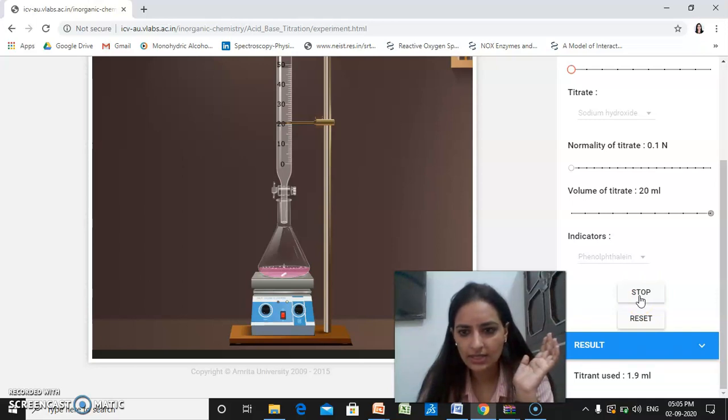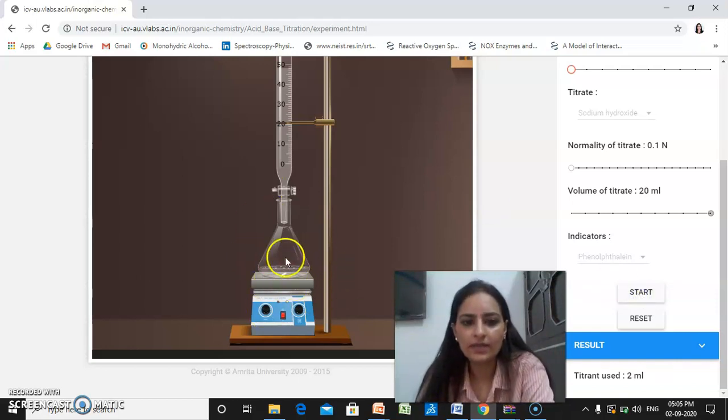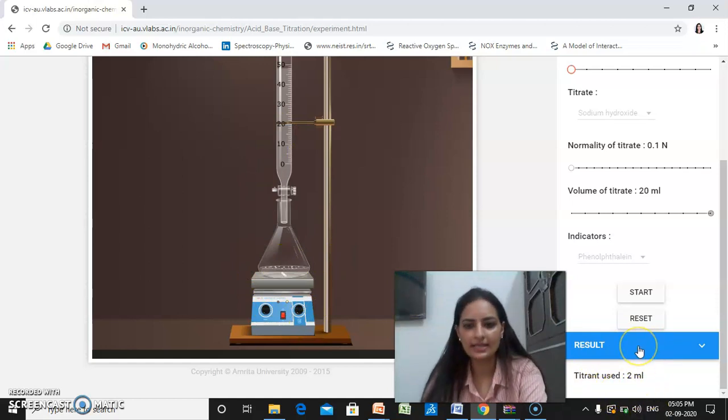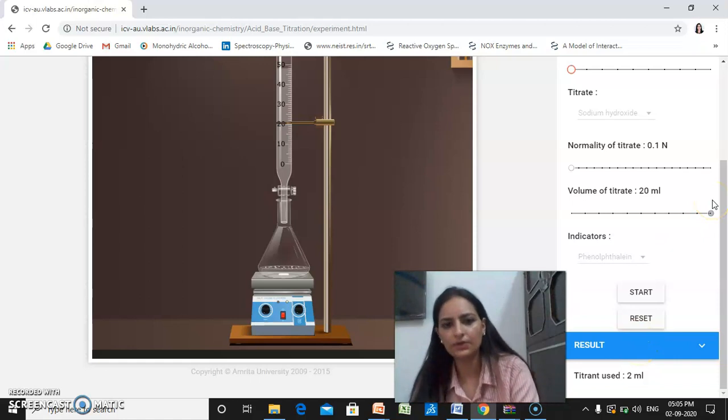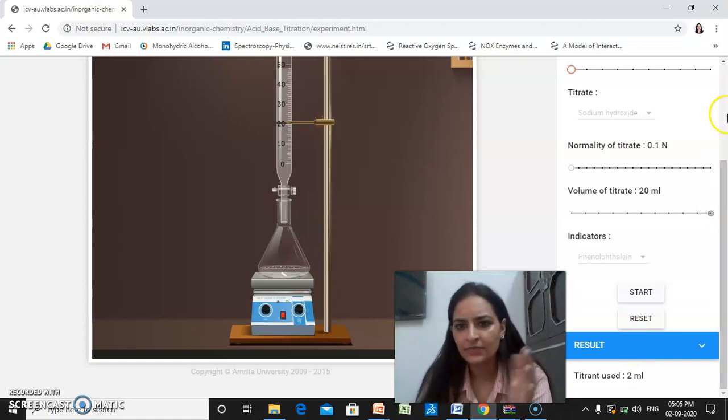gets changed to colorless. Okay, here you can see the end point, that is pink to colorless, and correspondingly you have to note down the reading of your oxalic acid that is used to neutralize this NaOH, that is 2 ml. This is the volume of oxalic acid used for your first titration. You can take 2, 3, 4 readings simultaneously by starting with the same things, that is titrate sodium hydroxide and titrant oxalic acid.